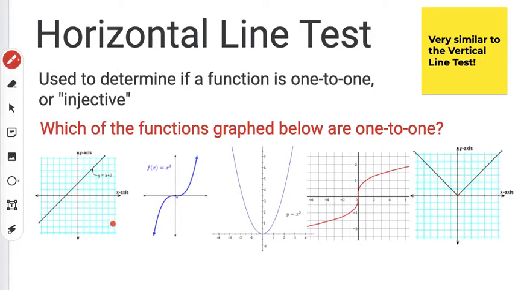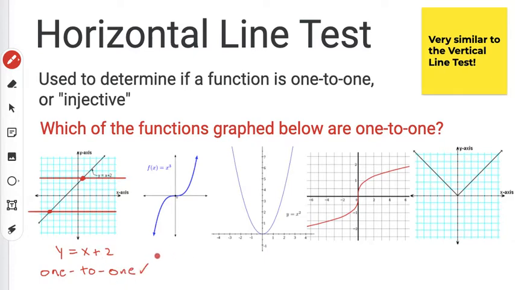lines. So this first function is y equals x plus 2. It's just a straight line, right? If I was to draw a horizontal line here, it only goes through one point, this point right here. If I was to draw a horizontal line up here, it would only go through one point, this point right here. So every single line that I draw only goes through one point. That means that this function passes the horizontal line test. So it is one-to-one.